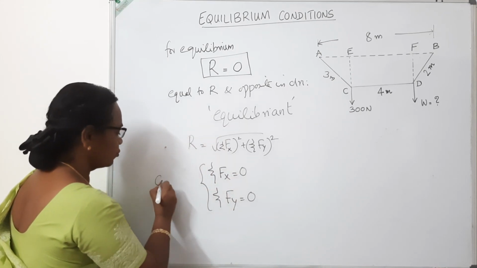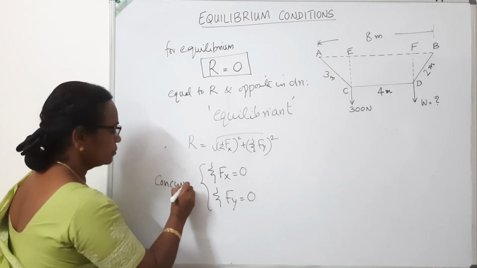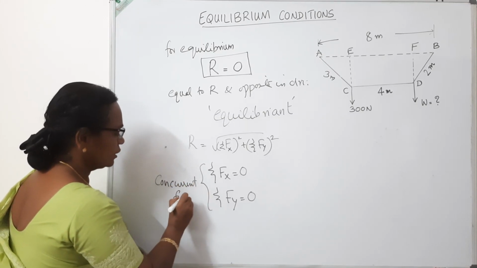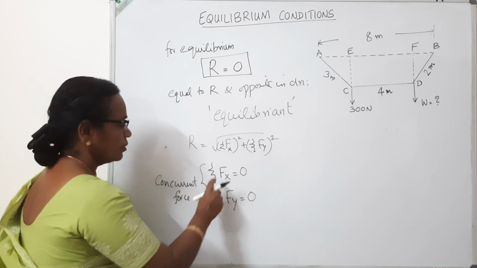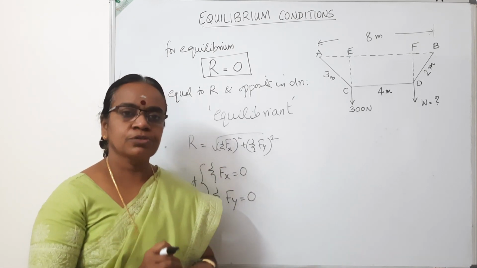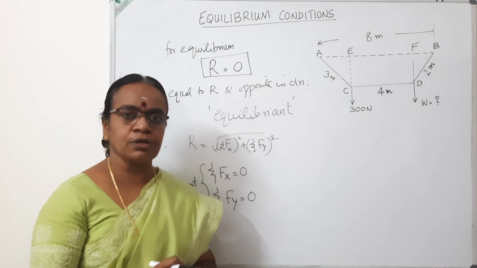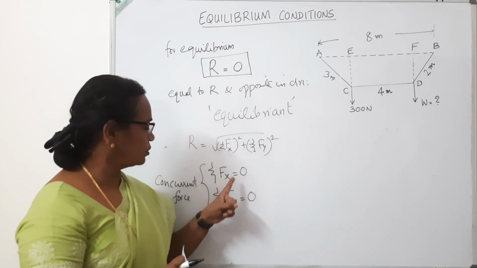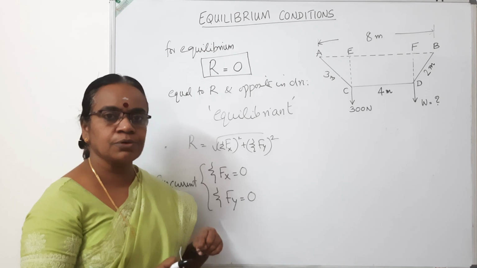And for a concurrent force system, to check the equilibrium, we have to check these two equations and find the horizontal component of all the forces and the vertical component of all the forces. Sigma Fx is equal to 0 and sigma Fy is equal to 0.